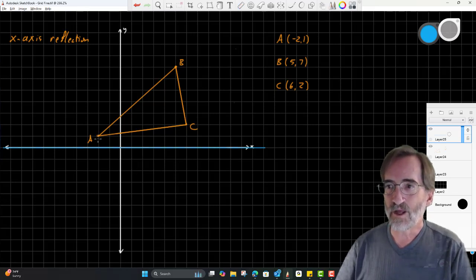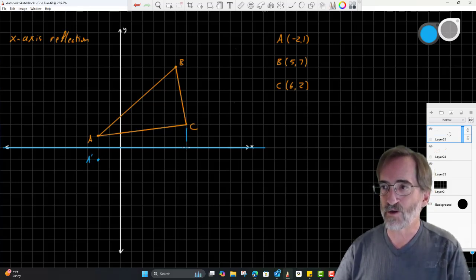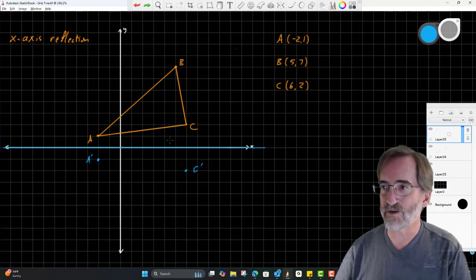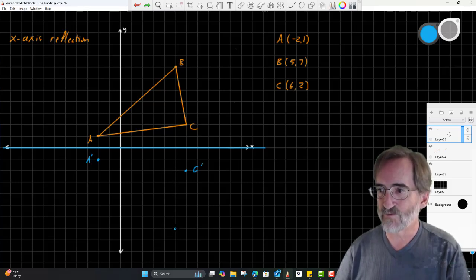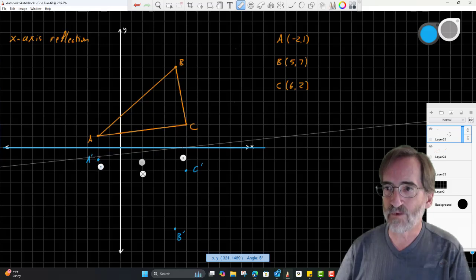Okay. Note that A is 1 unit above, so A prime, its image, is going to be 1 unit below. C prime, which is 2 units above, is going to be 2 units below. And B prime, which is 7 units above, is going to be 7 units below. Okay? And as you can see, the triangle A prime, B prime, C prime is inverted.